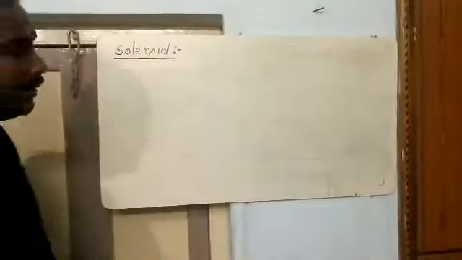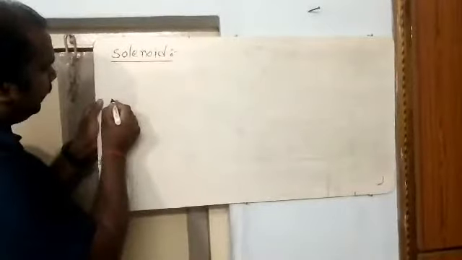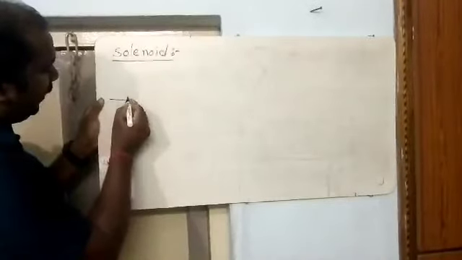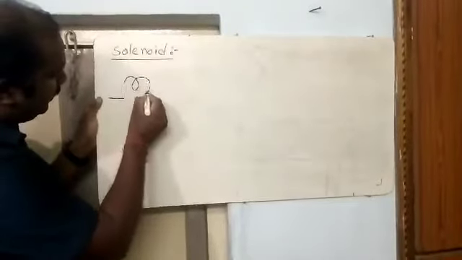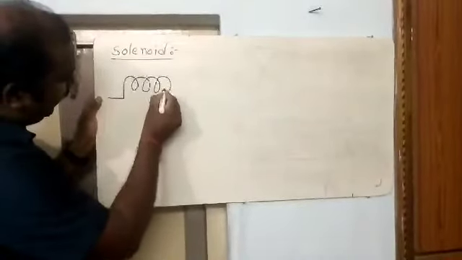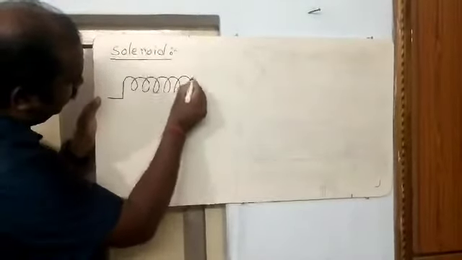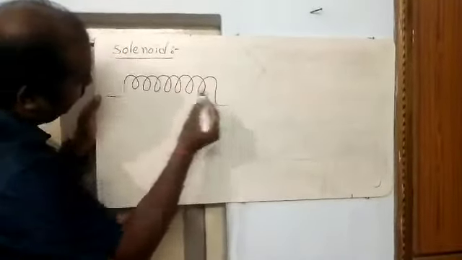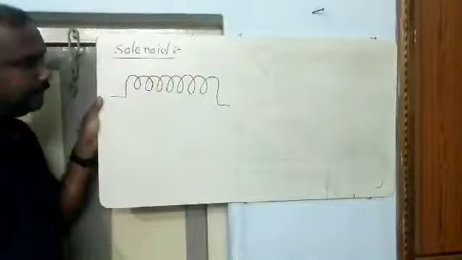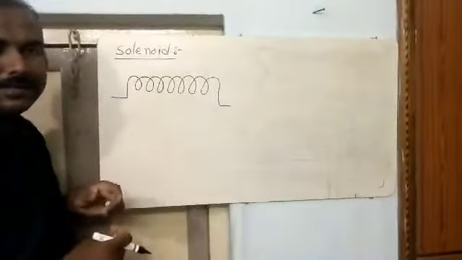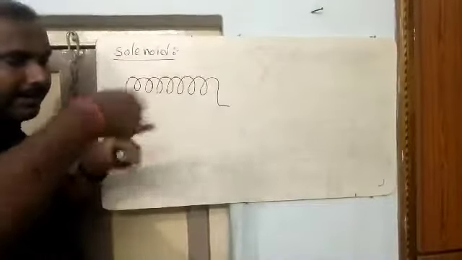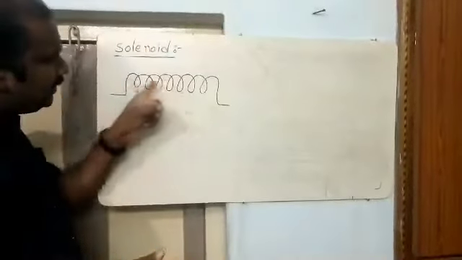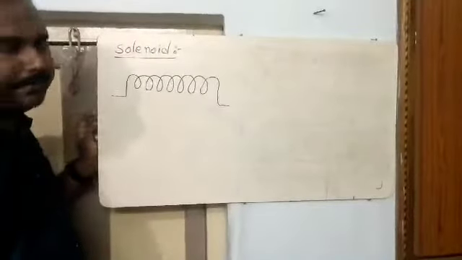See, solenoid is nothing but, if I am taking one insulated wire, and that wire is bent like this, this acts as a solenoid. If I wind that insulated wire making a number of turns, this is acting like a solenoid.